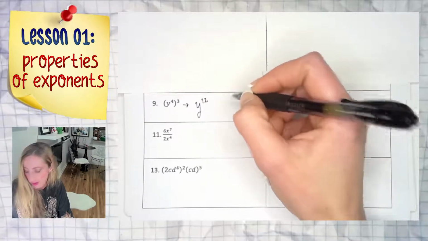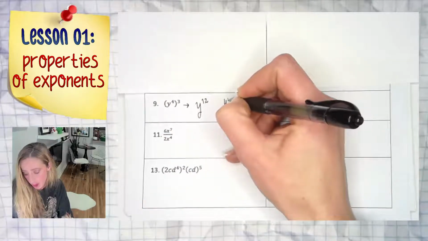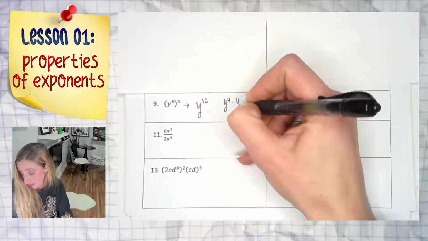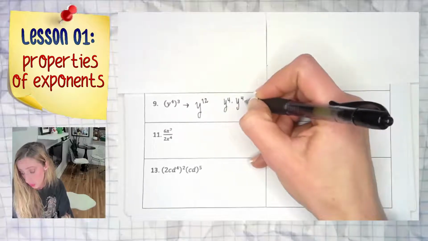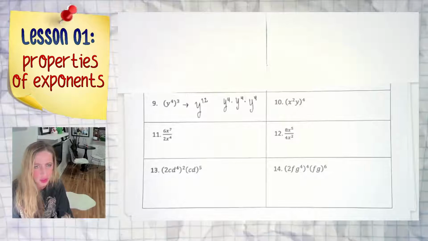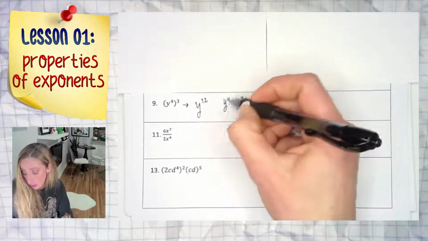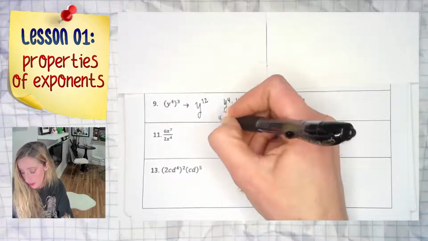If you need a little bit more confidence in your own answer than that, maybe you think about this. Anything to the third power is that thing times itself 3 times, right? So it's really y to the fourth times y to the fourth times y to the fourth. Try to make your 4's and your y's look a little different.